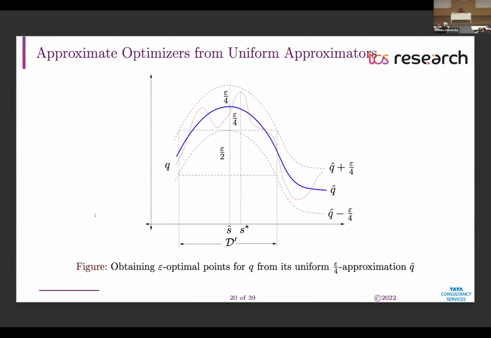So all this can actually be proven. You can prove that if I have an epsilon by 4 uniform approximator, and I take the epsilon by 2 optimal points for that, then the set of these points will have two properties. This set will contain the optimal of the true but unknown curve, and every point here will be within an epsilon of the optimal value of the unknown curve, right? So this is one idea. Now the question is, how can we obtain such a uniform approximation, right?